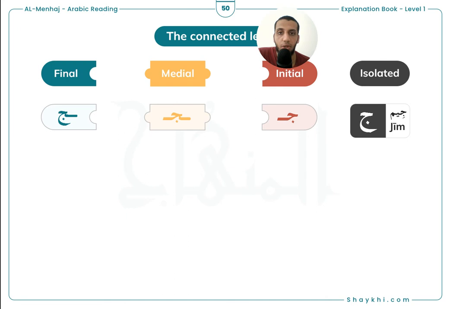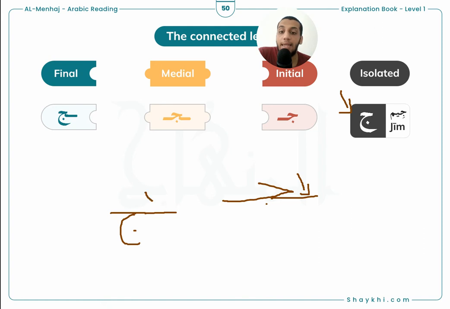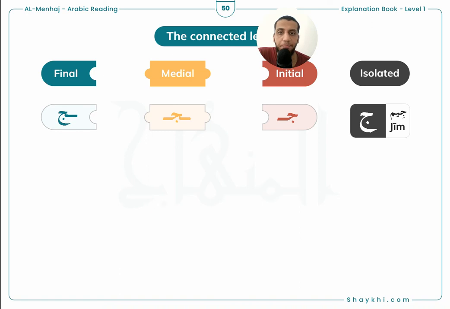The middle form will be the same, but draw a line before it to be like this. A line before it, and it will be in the middle form. As for the final form, it will be the same as the isolated form with a line before it. So letter Jim, the isolated form, and a line before it. And this line is before it, not after it, because we said that Arabic is read from right to left, not from left to right. So this is letter Jim, and letter Ha is a shape mate of letter Jim.